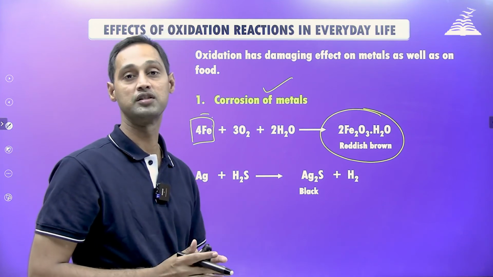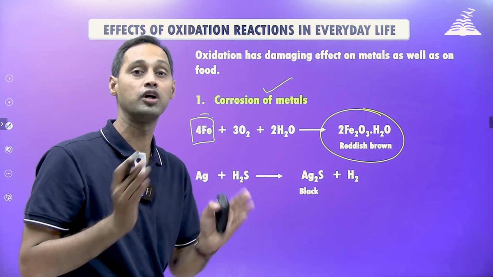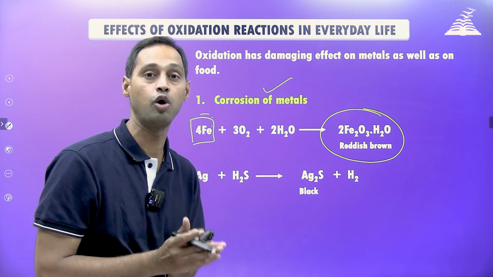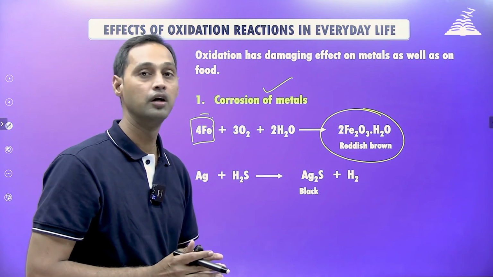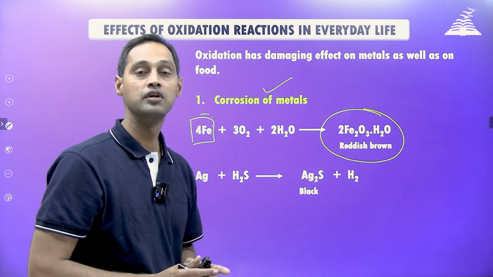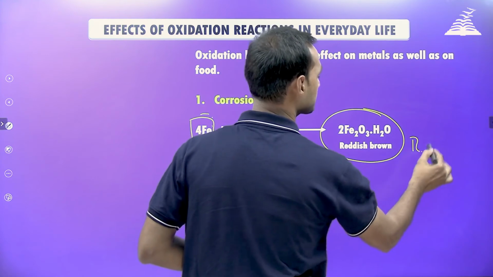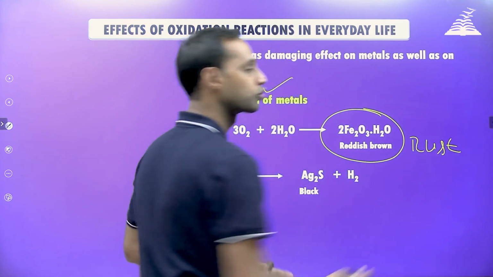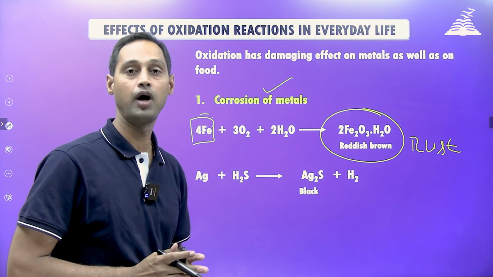You might have noticed it. Right? So the reddish brown colored substance coated on the surface of an iron object is hydrated iron(III) oxide, which is reddish brown in color. We also call it rust. Corrosion of iron, we also call it rusting of iron.